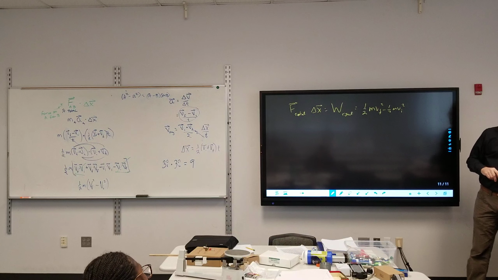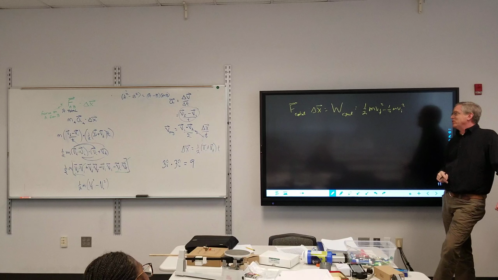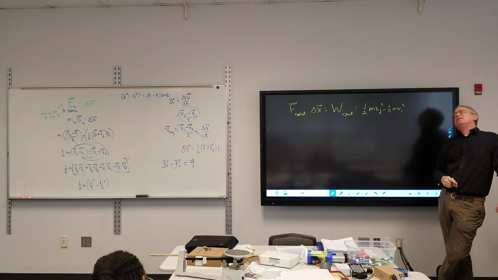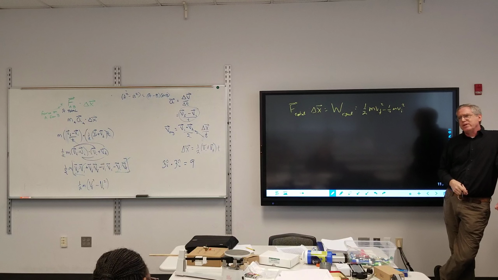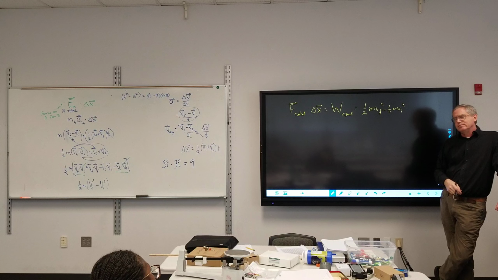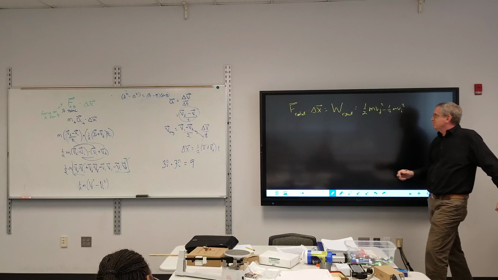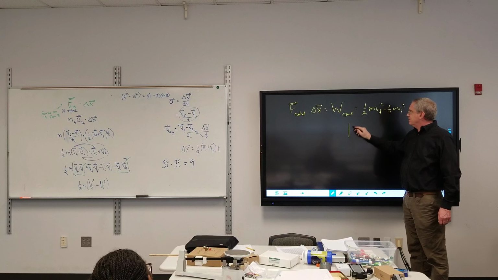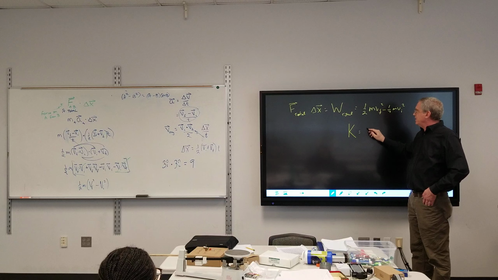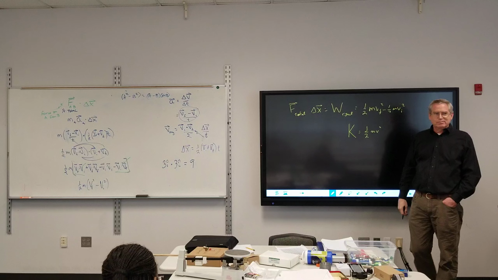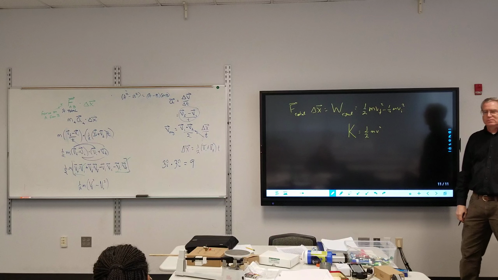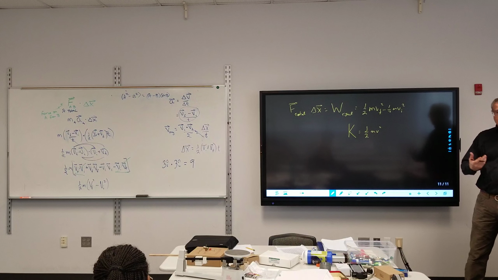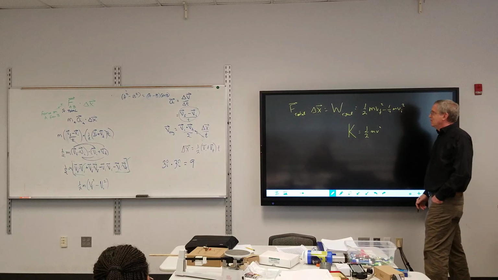Now, obviously, 1/2 mv squared shows up twice. Physicists look at that and say, so much writing to do. Surely we can come up with something better. And they said, sure, let's do it. They use the letter K to equal 1/2 mv squared. Why are we using the K? Hopefully that will become clear in a moment.